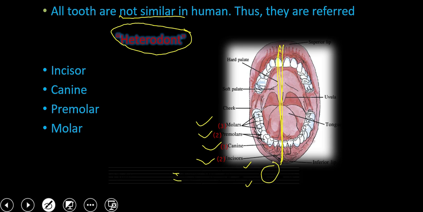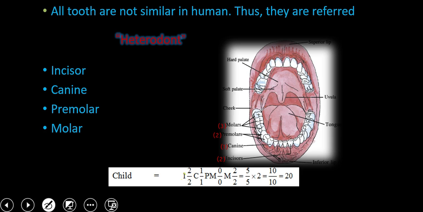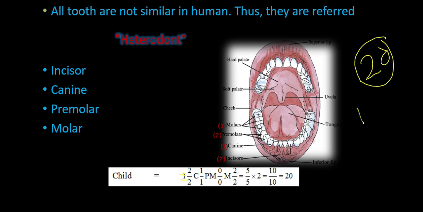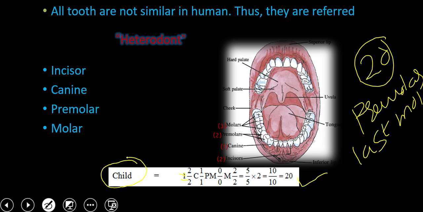In case of a child, what is the dental formula? As we have already discussed, in childhood only 20 teeth are there. So premolars as well as the last molar are absent in childhood. So the dental formula becomes 2102, ultimately 5 by 5 into 2. So 20 teeth are present in the childhood stage.